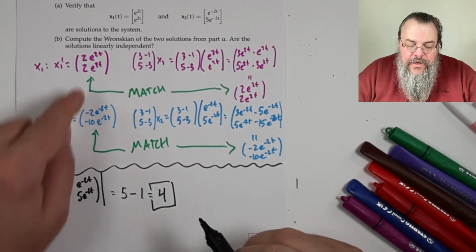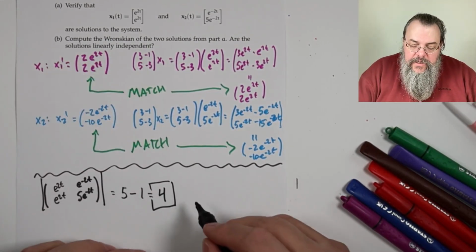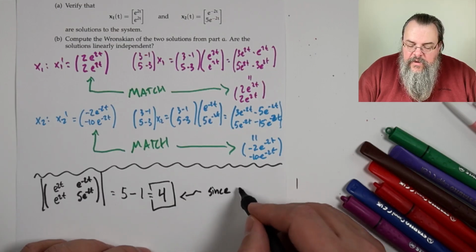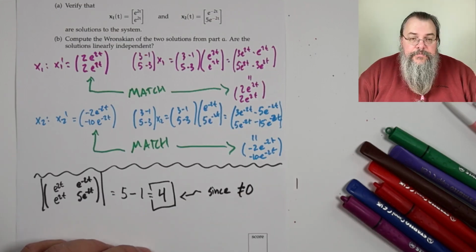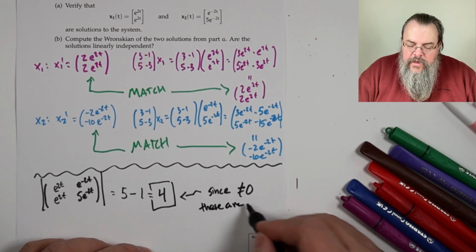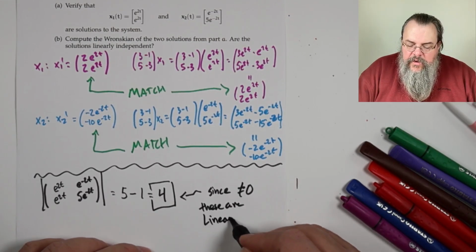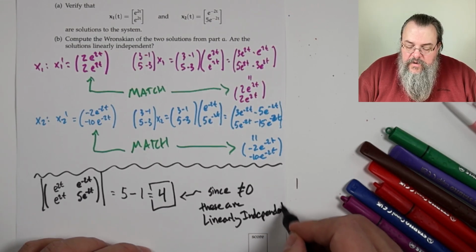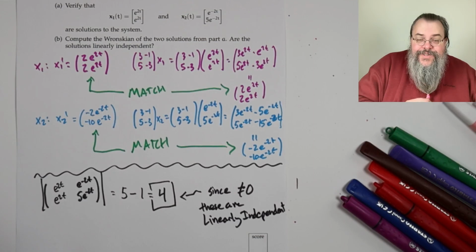Now, there's a question. Are the solutions linearly independent? And what do you look at? Well, since this is not 0, these are linearly independent. So the punchline is things are linearly independent when the Wronskian is non-zero.